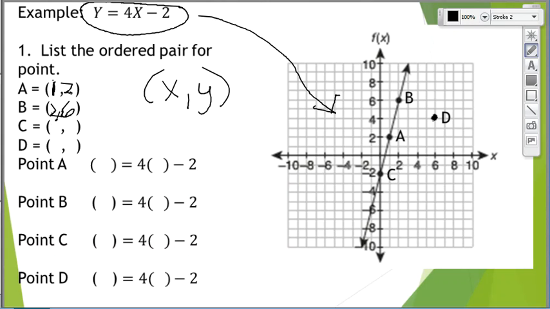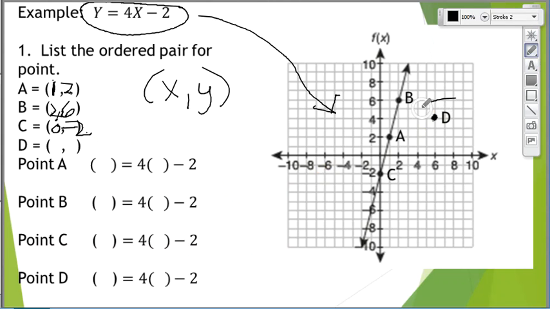Point C, okay, we can see point C is actually on our y-axis, isn't it? So to get to point C, we don't move to the right or the left at all. So the x-coordinate would be 0. It's right on the y-axis. And then we have to move down 2. Okay, so 0, negative 2. So to the right or left 0, and then down 2. So point C is at 0, negative 2.